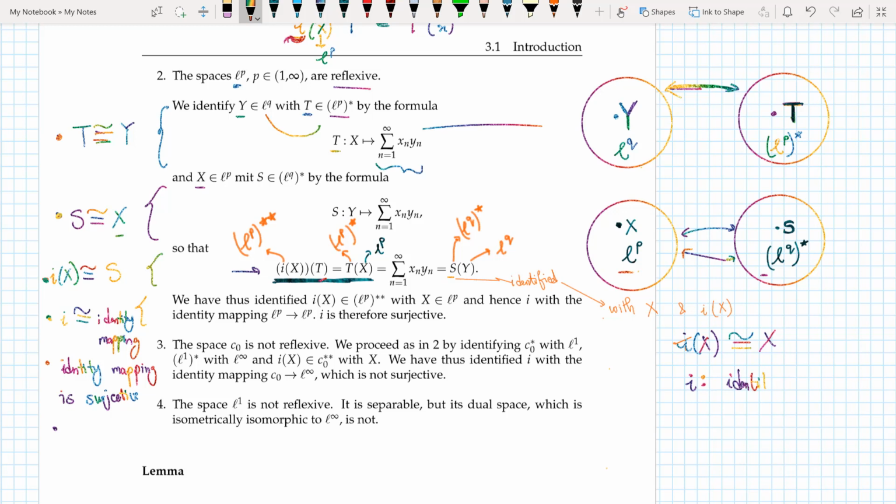And once we know that, then we can say that, like all identity mappings, I is surjective, and therefore I can say that my space LP is a reflexive space.